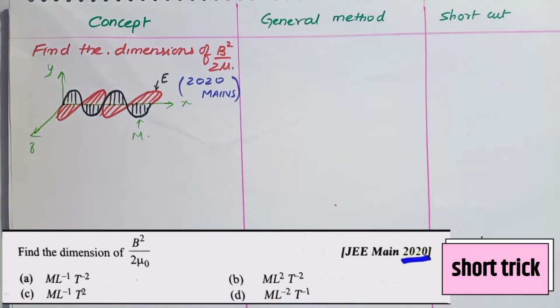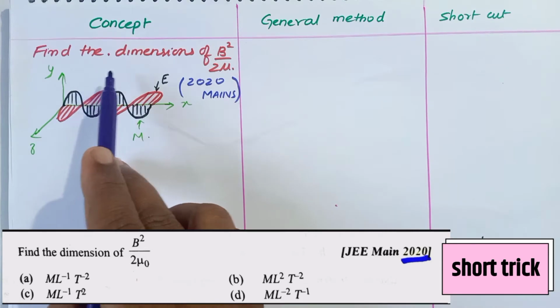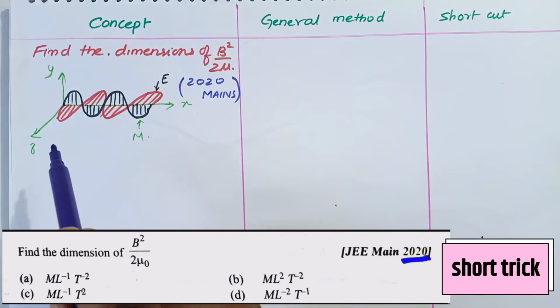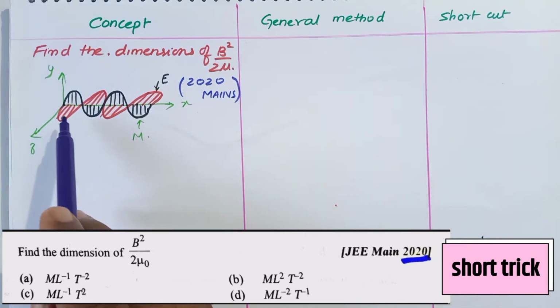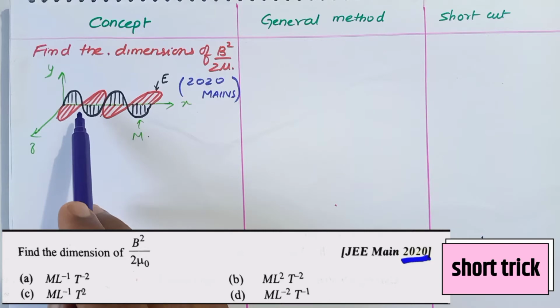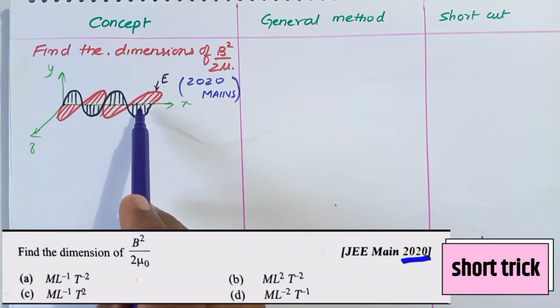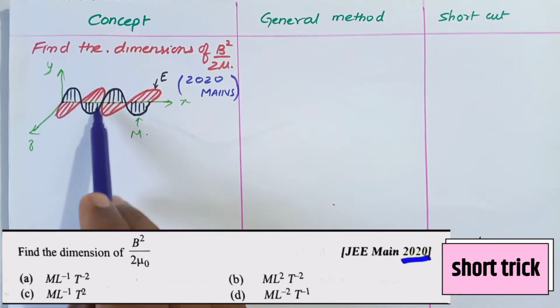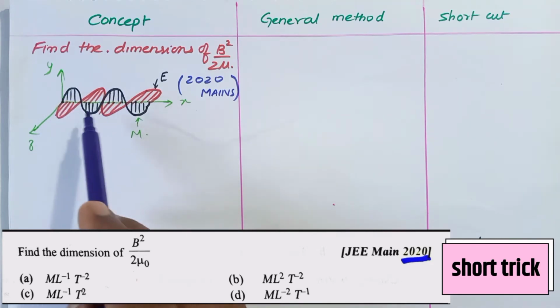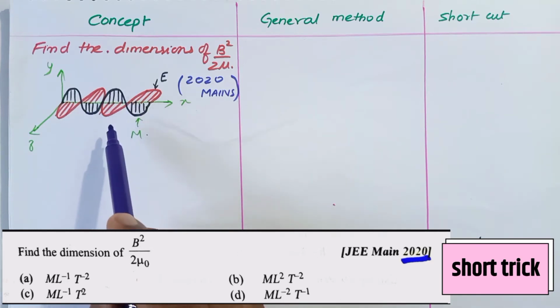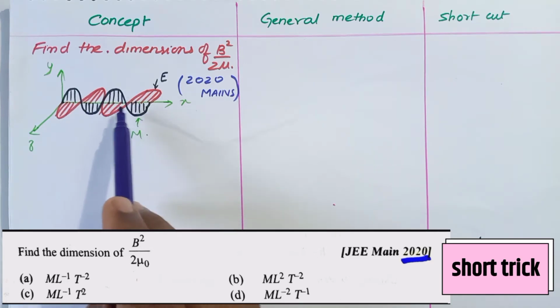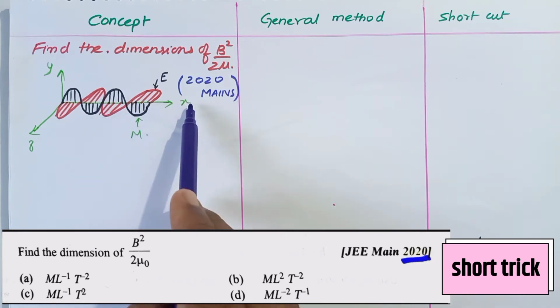Okay. So the concept we should discuss first. So what is the concept here? The concept is the dimensions of B square by 2 mu. See, there is one chapter called electromagnetic wave in second year. In this chapter, light travels in the form of electromagnetic wave. One is the wave which is moving, that is black color, which is moving in a vertical plane. Another wave is moving in a horizontal plane. Okay, these two waves are mutually perpendicular to each other. And these two waves are moving towards the x-axis here.